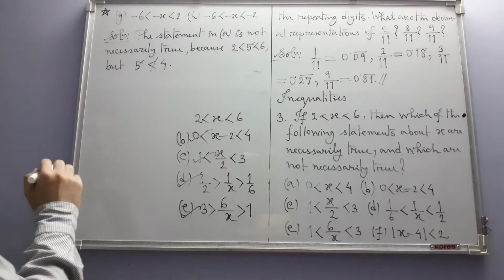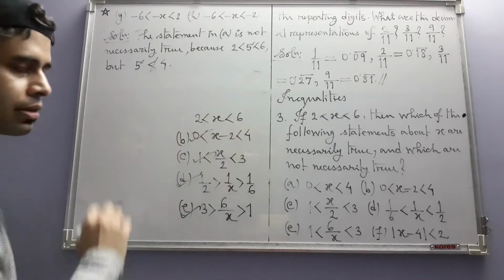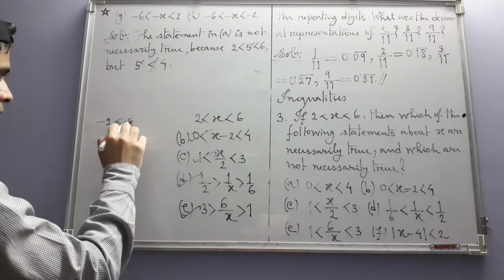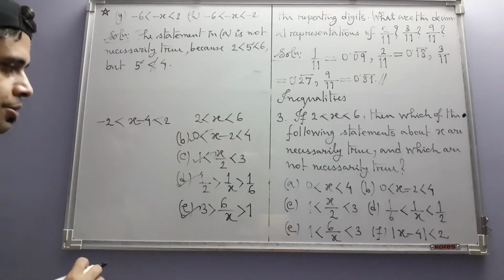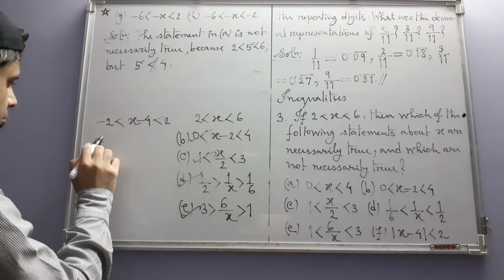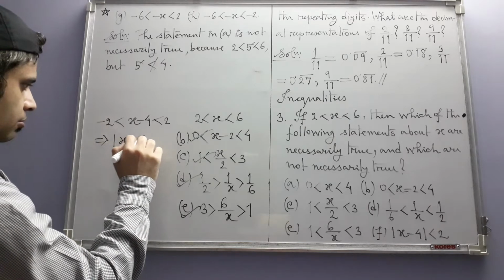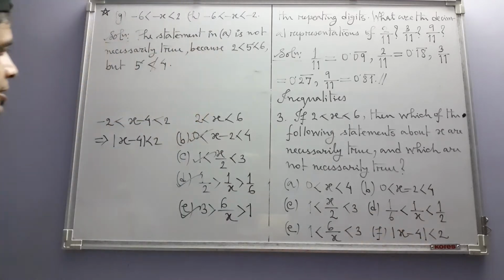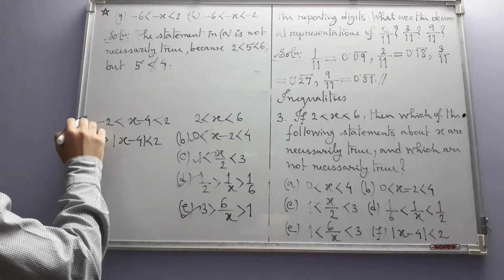Then f. What about f? Subtract 4 from all the terms. Doing that gives us minus 2 less than x minus 4, that is less than 2. 6 minus 4 is 2. And this is in fact equivalent to this. So that's how we are getting this as a consequence of these inequalities. Then multiply throughout by minus 1.